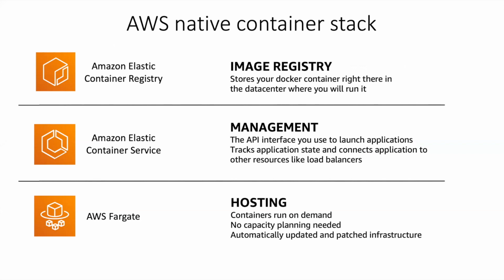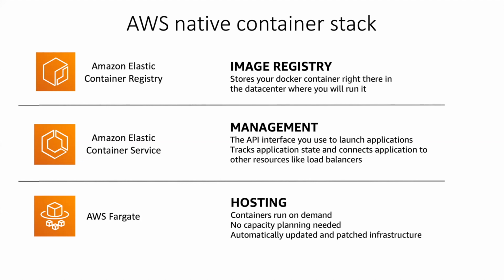And then last but not least, there's the hosting layer. The hosting layer is AWS Fargate. This is what actually runs your application container for you on demand. You don't have to think about capacity. You don't have to think about security patches or updates or anything like that. AWS Fargate is automatically patching the underlying infrastructure and things for you. So combined together, these 3 services make up the AWS native container stack.